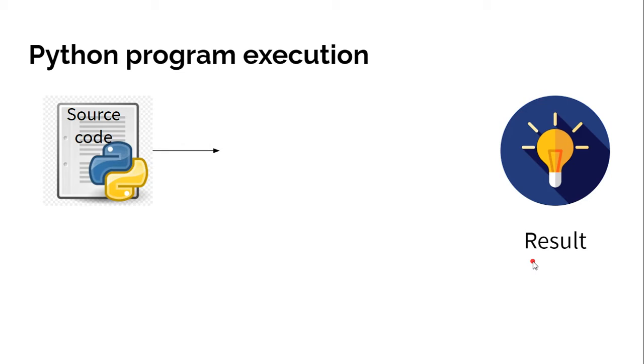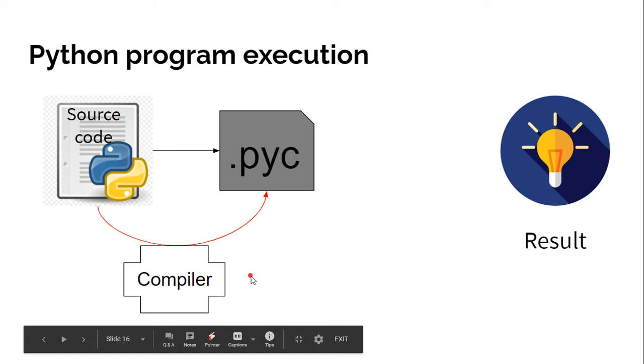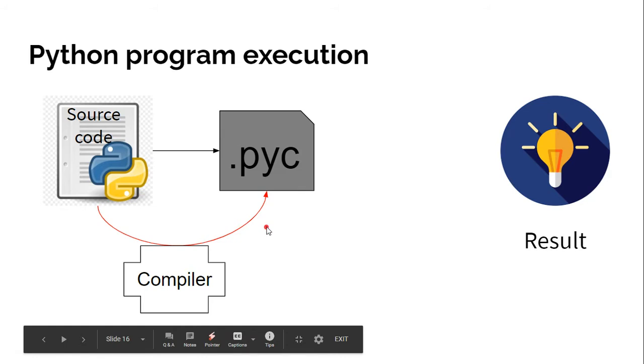The first process is, when we execute our source code, it gets converted to .pyc. This is called bytecode. I will explain what bytecode is later; just understand that when we execute our code, first it gets converted to bytecode. And this is done by the compiler. So the compiler converts source code into bytecode.